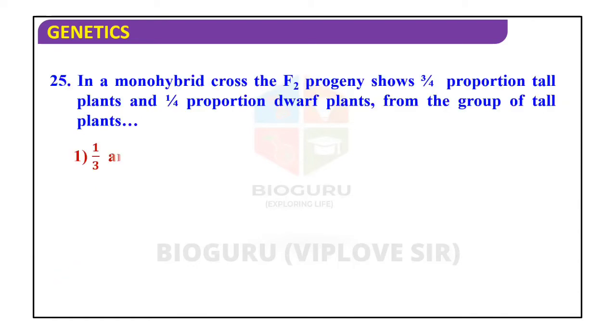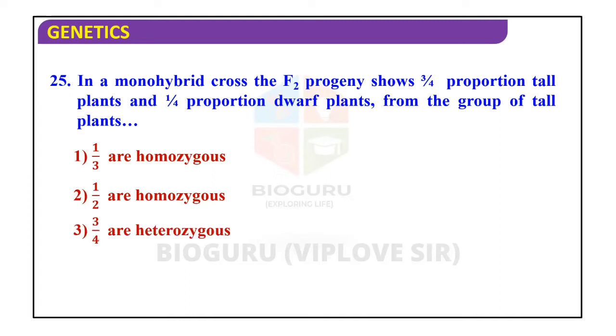That's good. In a monohybrid cross, the F2 progeny shows 3 by 4 proportion tall plants and 1 by 4 proportion dwarf plants. From the group of tall plants, 1 by 3 are homozygous, 1 by 2 are homozygous, 3 by 4 are heterozygous, or 1 by 4 are heterozygous? Yes, it is 1 by 3 are homozygous.